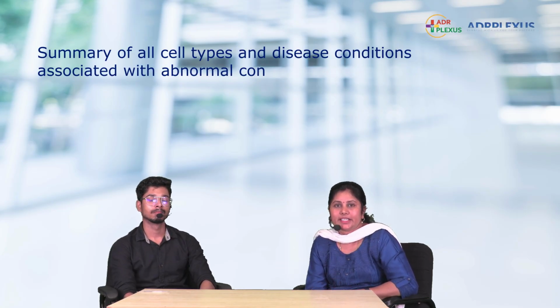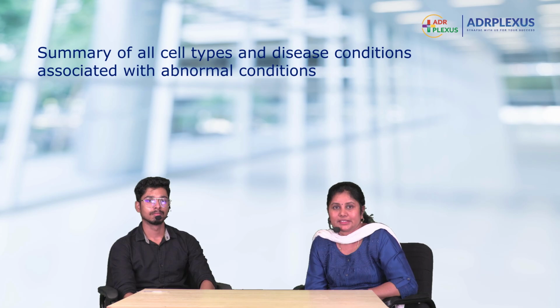Good. This is for all. This is the summary of all the cell types and the abnormal associated disease conditions. Most of the examiners in the viva will ask about the normal cell count and increased and decreased conditions, so you should be able to answer with the name of the condition specifically.